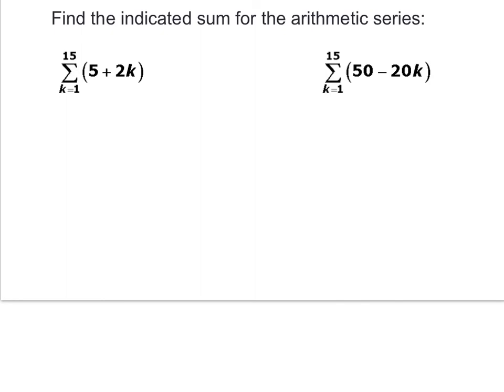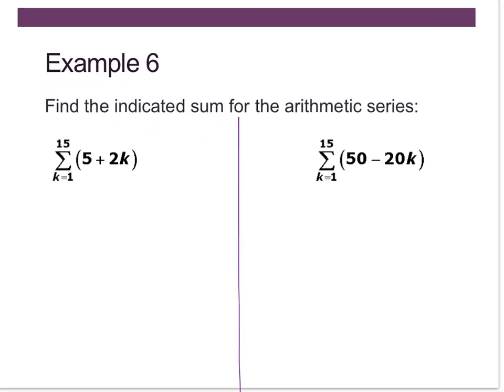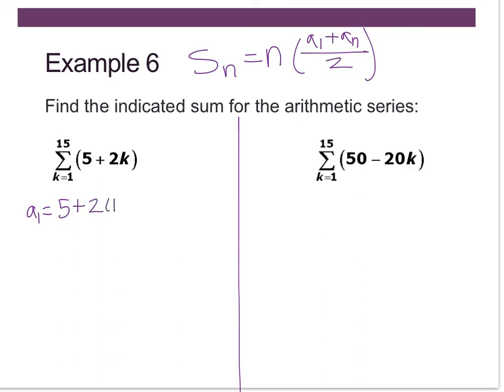I'm going to split this up so I don't take up too much space for one or the other. Using our formula from the previous slide, just to refresh, I'll rewrite it up at the top here. It's S sub n equals n times a sub 1 plus a sub n, all divided by 2. The first thing we need to figure out is what is a sub 1? In other words, what is the first term in the series? So we do 5 plus 2 times 1, which is 5 plus 2, which is 7.